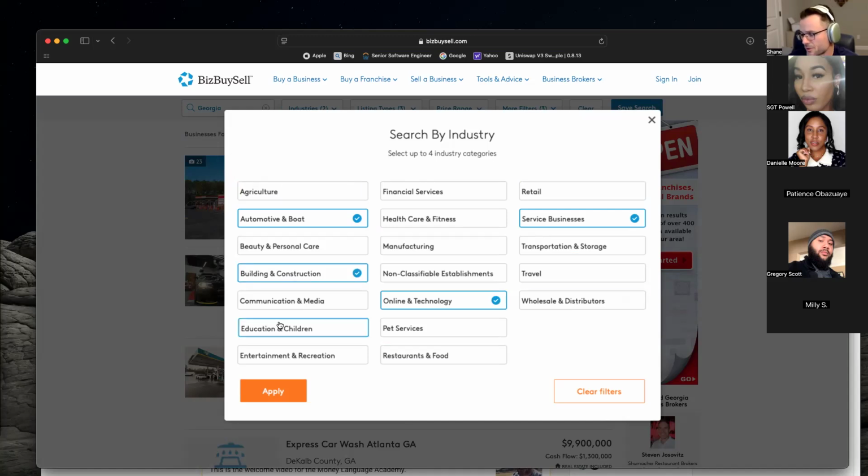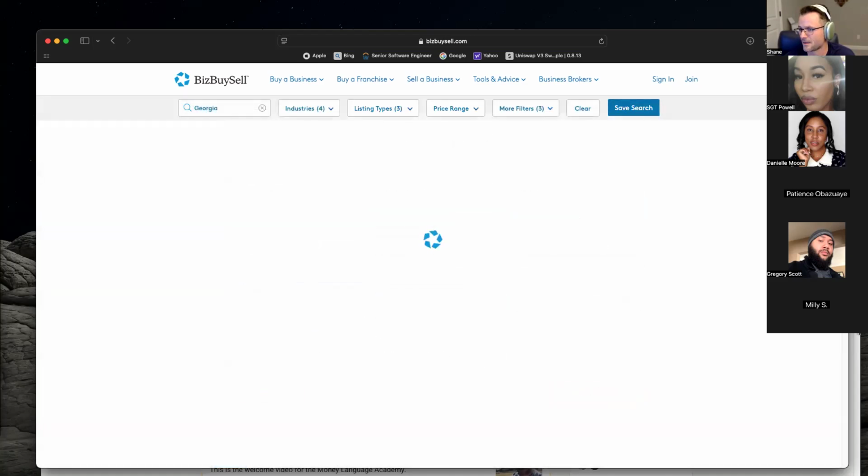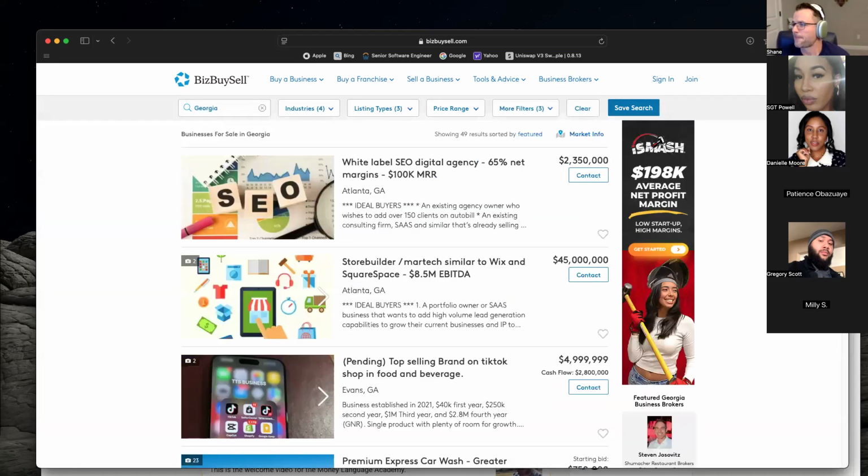The ones that I don't really ever pick: travel. I never pick travel. Restaurants and food, because if you listen to my lives, I don't like the competition of restaurants, and I also don't like the limited shelf life of the food itself. If you don't sell it in time, it spoils, and yeah, you can deduct it, but I don't know, it's just not a good model to me. Okay, let's see what we got.